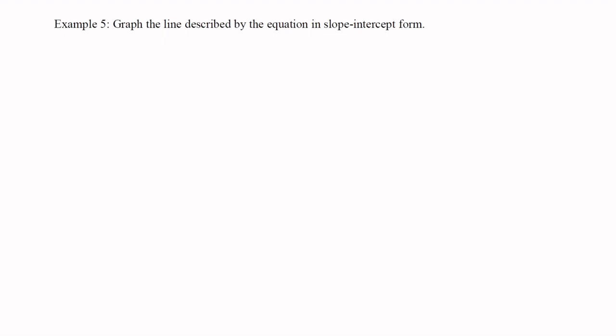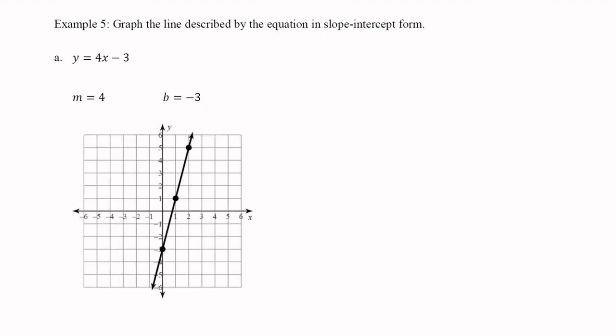So in this example, let's graph the line described by the equation in slope-intercept form. So here we have slope-intercept form. We know that our slope is 4 and our y-intercept is -3. So in the graph, we plot first our y-intercept, which is (0, -3). And then we use our slope of 4. So a rise of 4, so you go up 4, and a run of 1, so you go to the right 1. And then from that point, up 4, right 1. And you continue until you have enough points to plot your line.